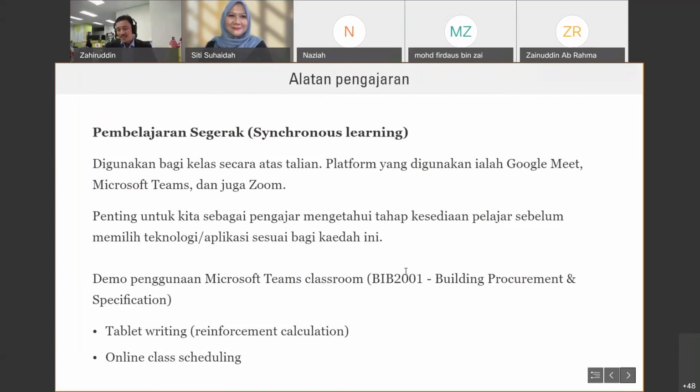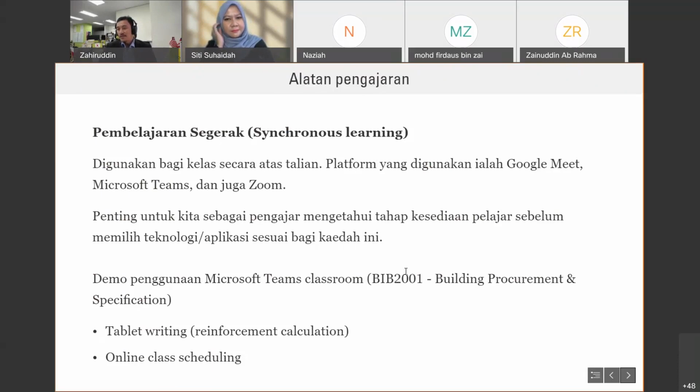I will go through the two ways that we do our teaching. The first one is synchronous learning, and the next one is asynchronous learning. For synchronous learning, as I said before, we use either Google Meet, Microsoft Teams, or Zoom. The majority of the university uses Microsoft Teams because we had a big campaign around UiTM Teaching Online, using the Teams account to maximize the Teams accounts that we have.